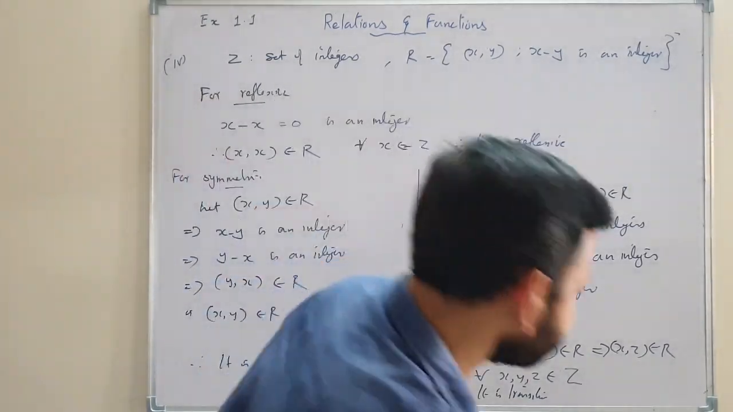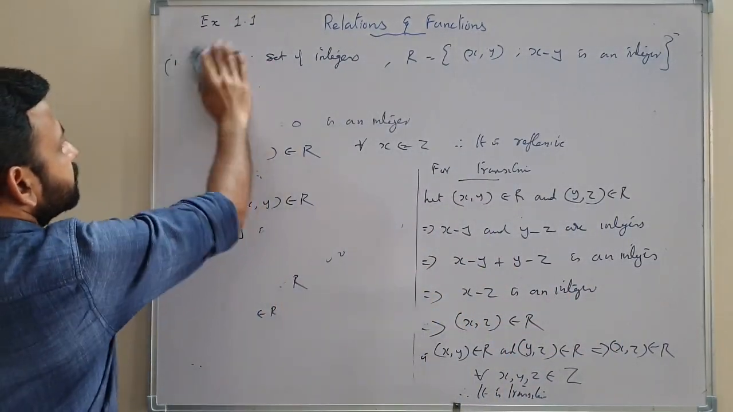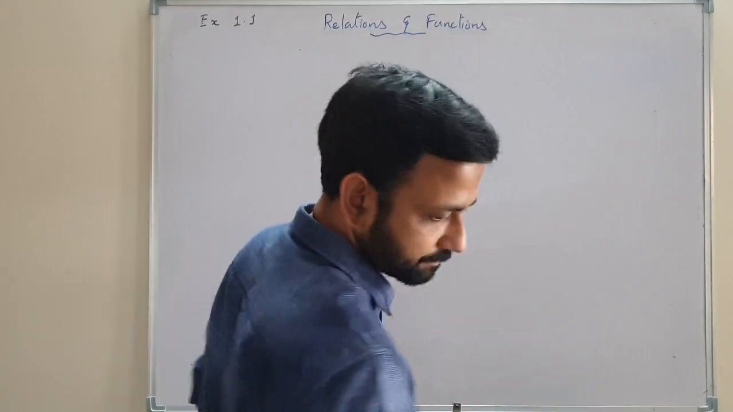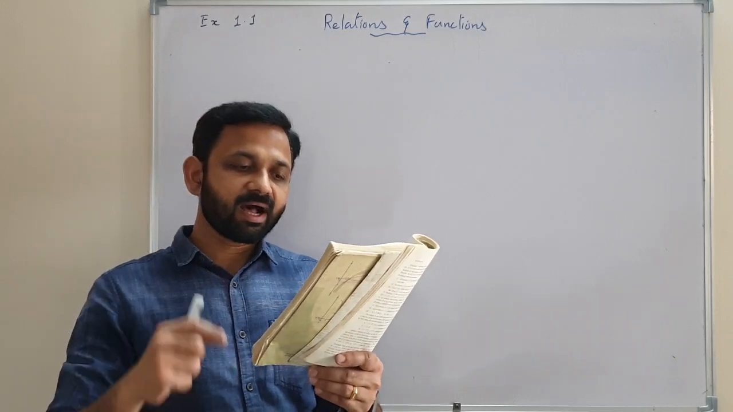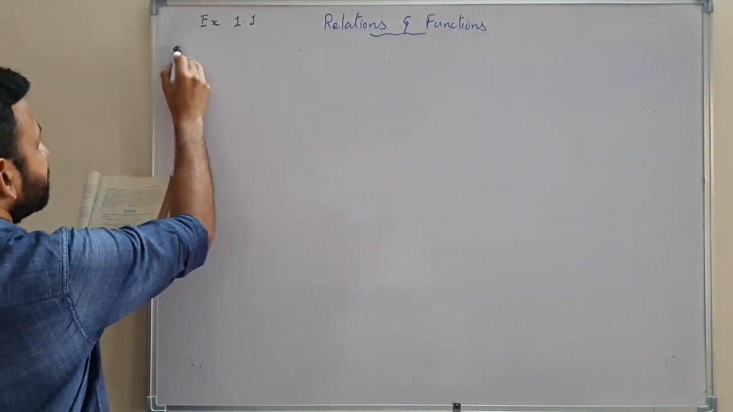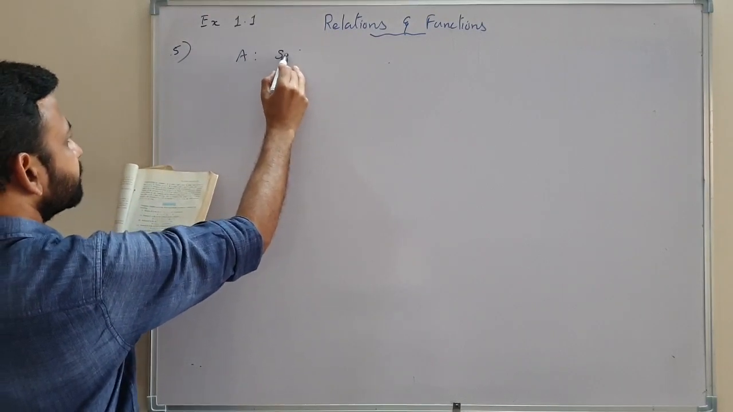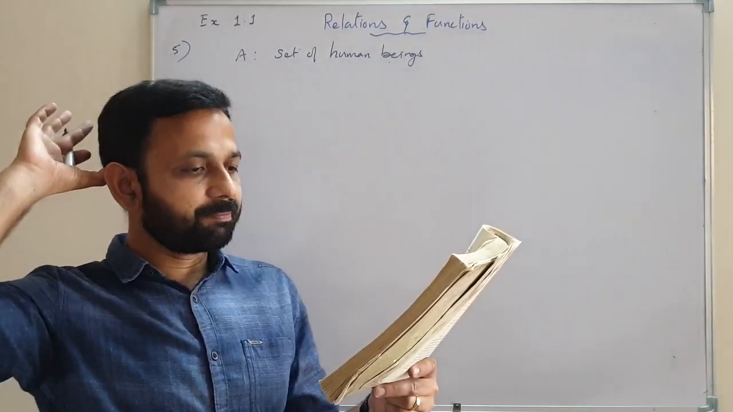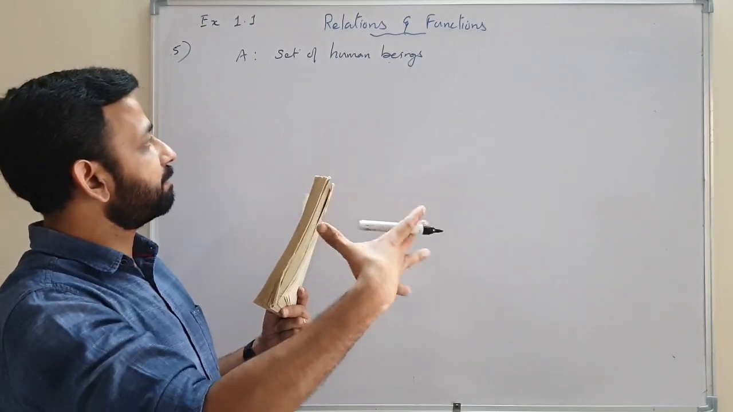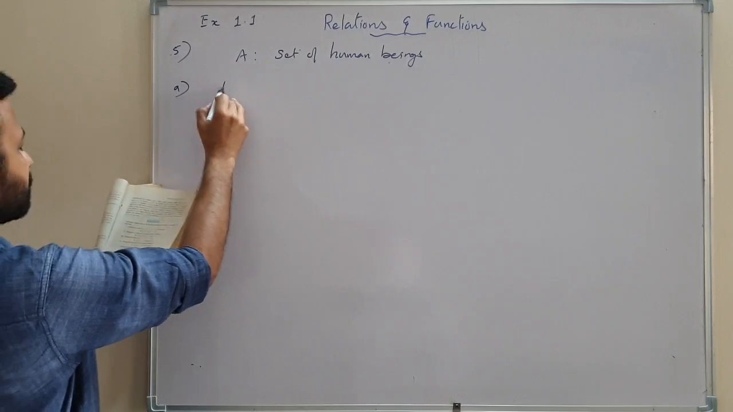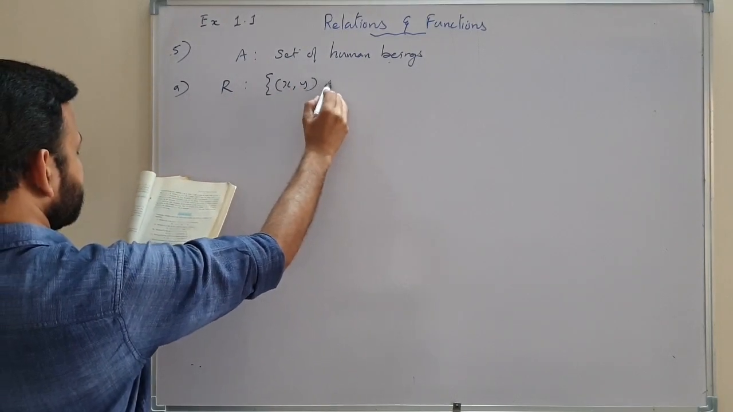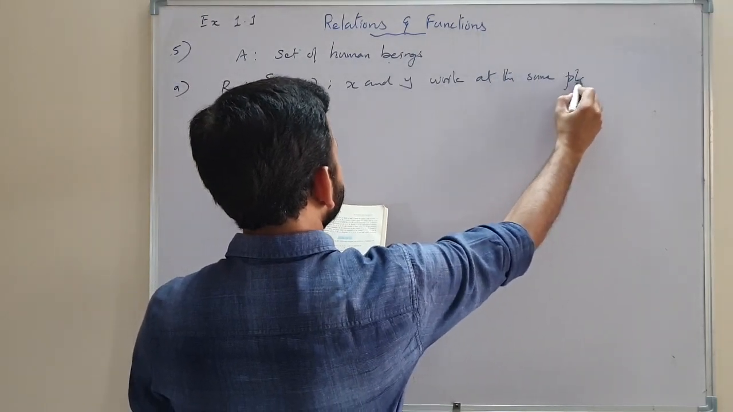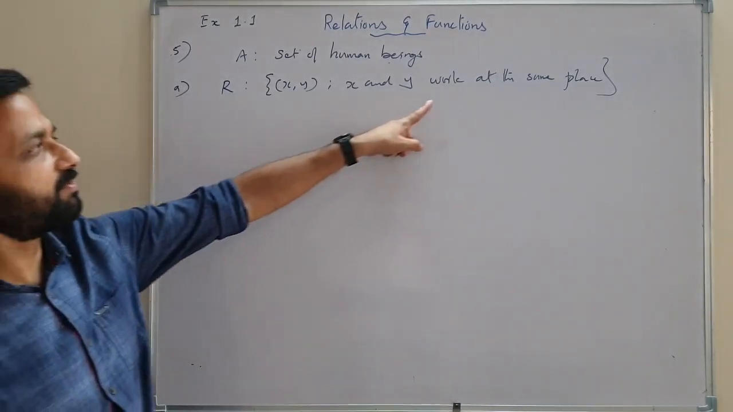Now we are going to do question number 5. Relation R in a set A of human beings in a town at a particular time is given by, first part: R is the set of ordered pairs (x, y) such that x and y work at the same place. So that is the first question.